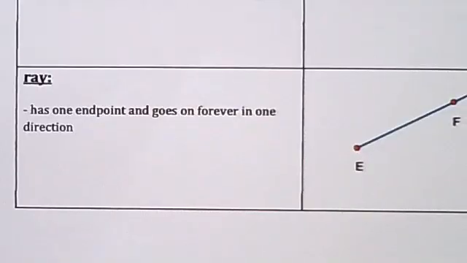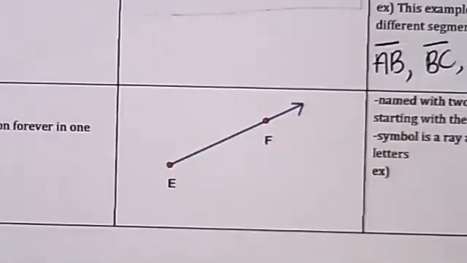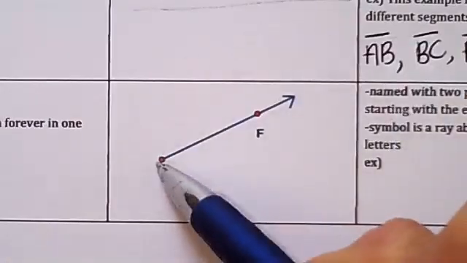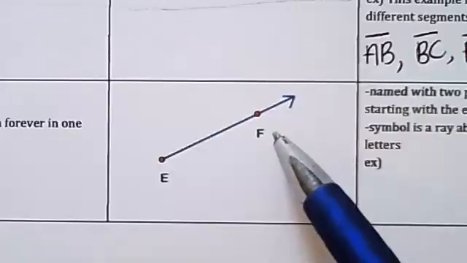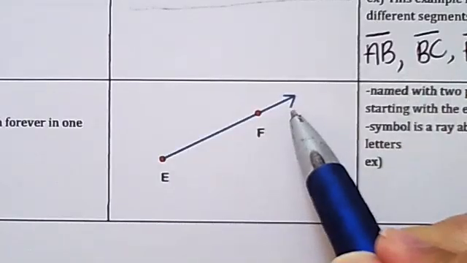Okay, next up is ray. A ray has one endpoint and goes on forever in only one direction. So if you look at this picture here, this is an example of a ray. See how it starts here at E and then it goes on forever through F in that direction. Technically, it could be part of a line too.